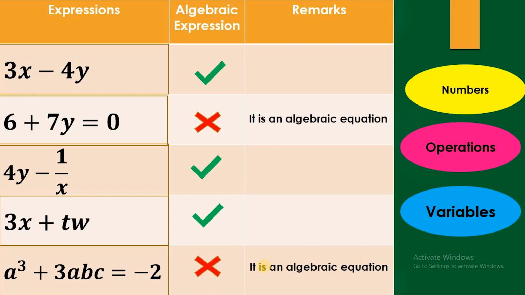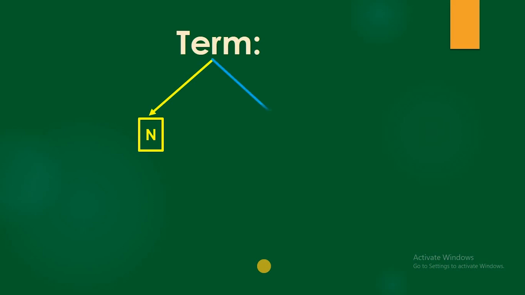Okay, now this is what we have learned about the algebraic expression, and you should be able to differentiate between the algebraic expression and algebraic equation. Now the next one, we will move on to the term. Now the term consists of two different parts. We have a number part denoted as n and we have a variable part denoted as v.